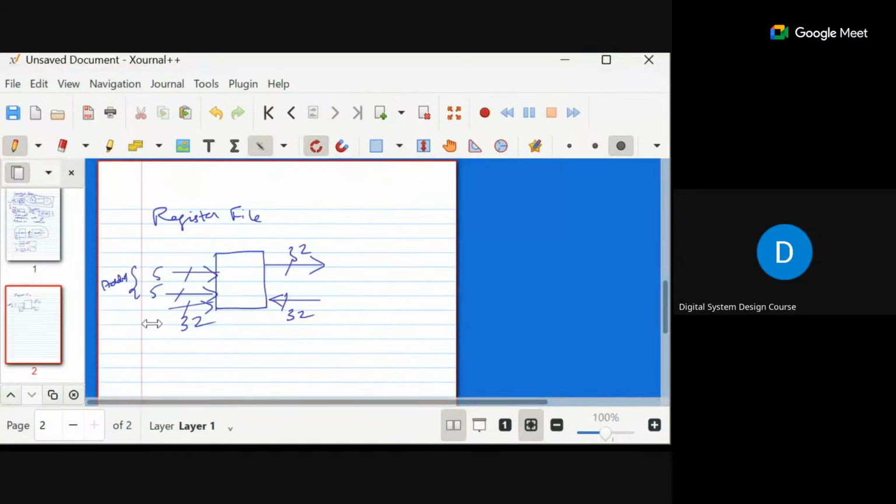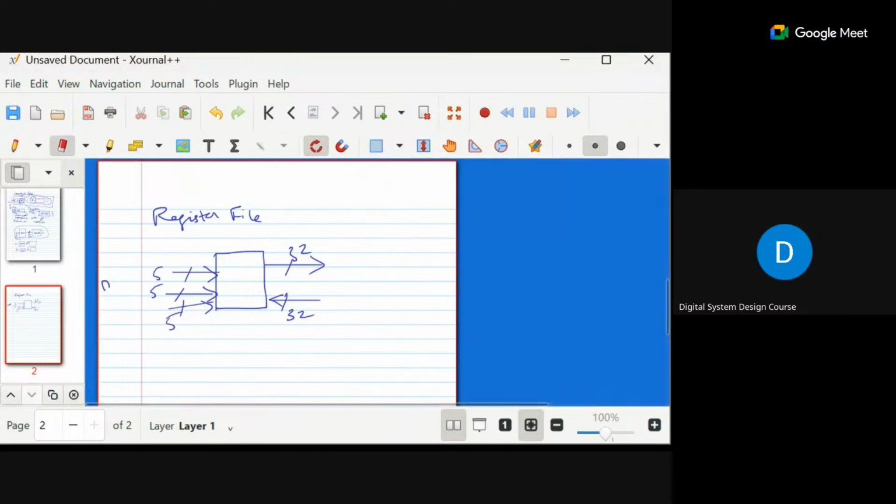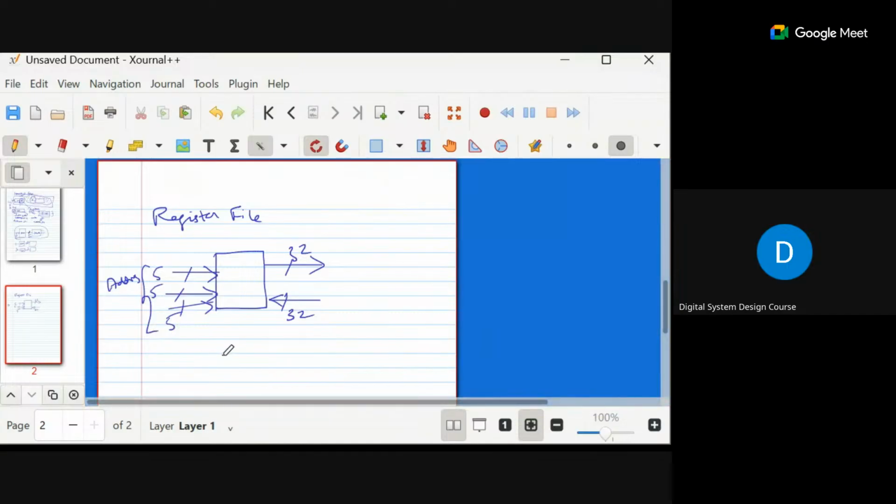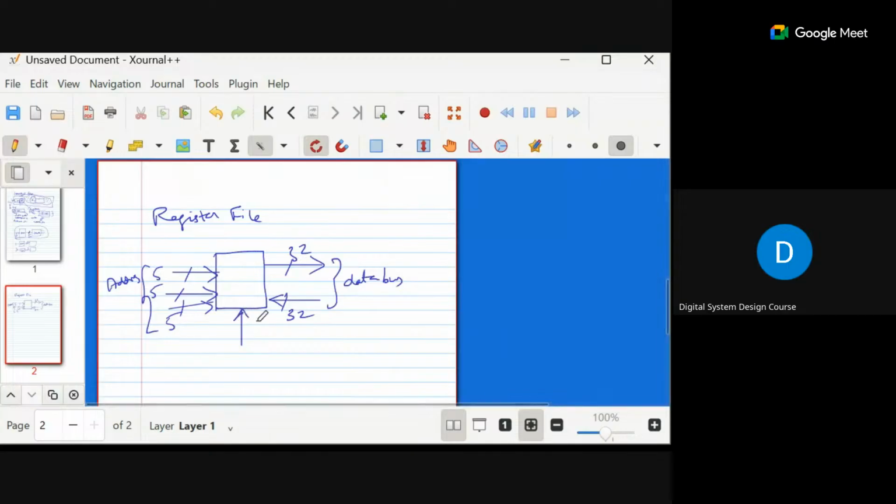This is also a file. This is all my register address bus, and these are my data bus, and one control signal. Okay, could you tell me how many registers I have here?